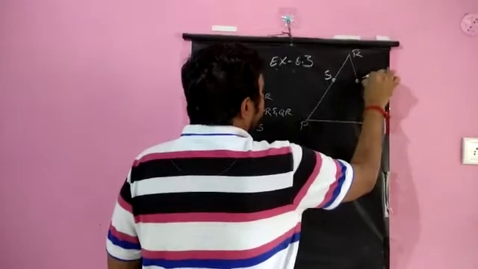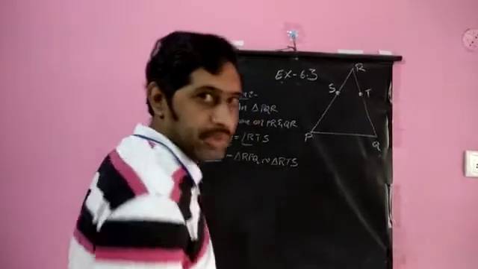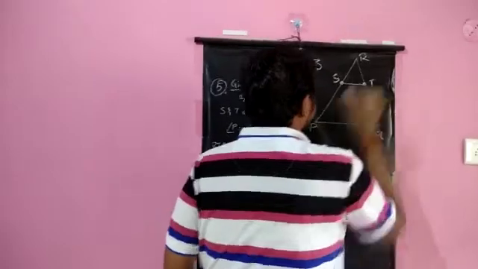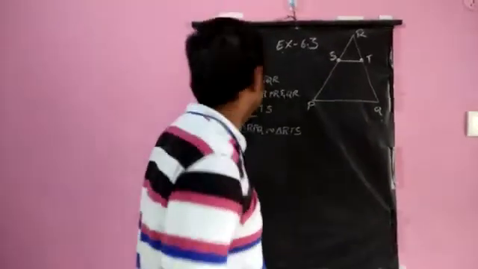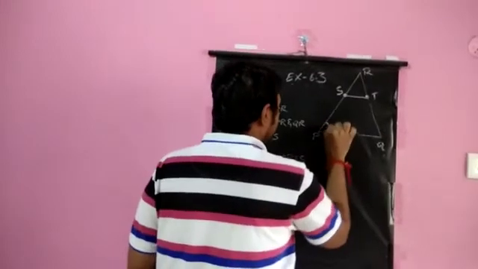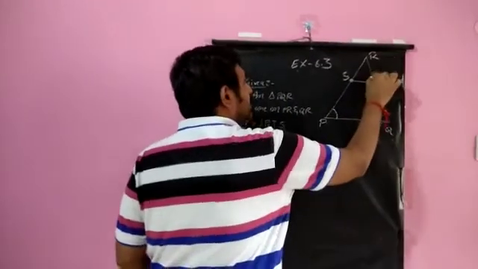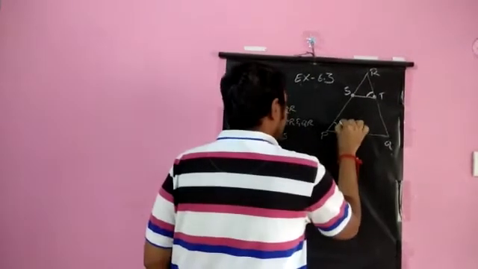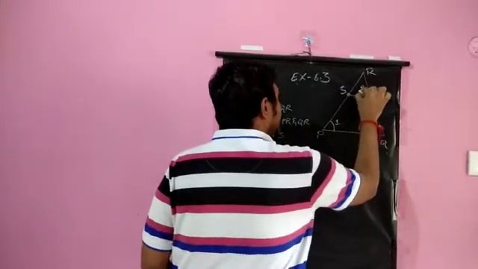You can take that point anywhere. They didn't say that it's a midpoint or something, so anywhere you can locate them. If I join ST, it will be like this. Angle P equals angle RTS. Angle P is this. Angle RTS is this one. For our convenience, I'll name this angle as angle 1 and this as angle 2.